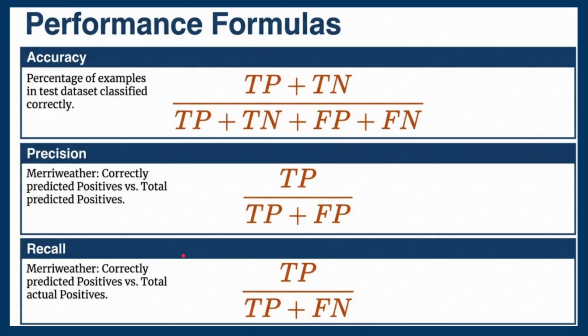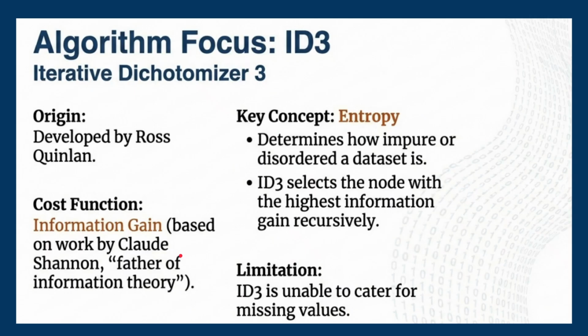Okay, so now by these formulas we can find out the parameters. And now algorithms, there are three algorithms. One is ID3, which is Iterative Dichotomiser 3. The origin of the algorithm is by Ross Quinlan, and it uses information gain as the cost function. So every algorithm has some function involved, and here this algorithm has the cost function named information gain, based upon the theory of the father of information theory.